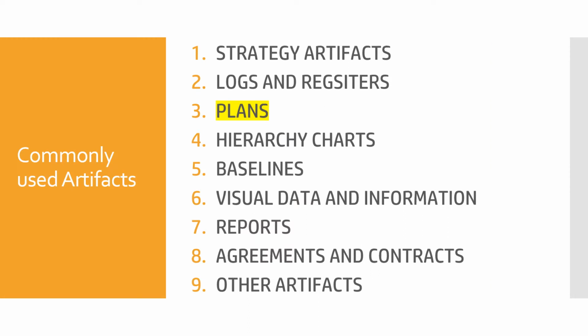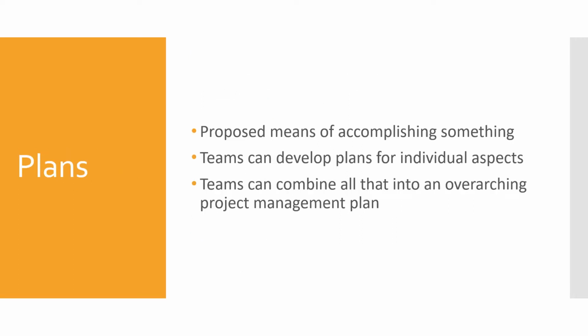There are many categories of artifacts PMBOK 7 is talking about, like strategy artifacts, hierarchy charts, baseline reports, etc. So far we discussed two categories, strategy and logs and registers. Today we're going to talk about plans. Plans are proposed ways of accomplishing something. How do you want to achieve the course of action in the scheme of things?